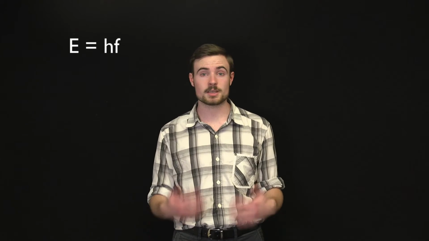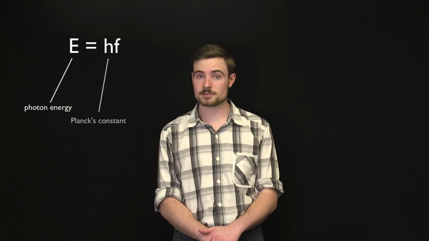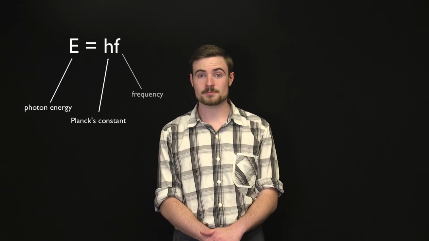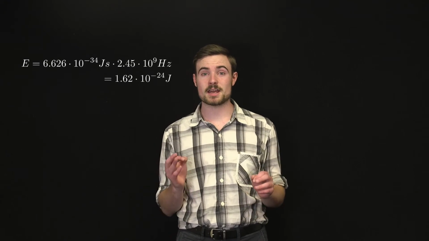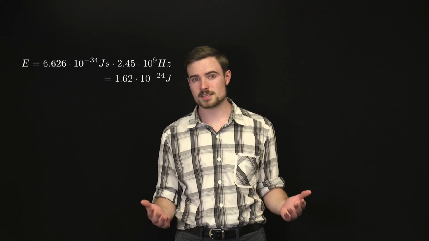The next question we might be interested in is how much energy a single photon of the microwave light contains. Now, to find this, we actually need to introduce a new equation, the equation for the energy of a photon. And this energy is given by E equals hf. E is the photon energy, h is Planck's constant, and f is the frequency. So in our particular case, we know f to be 2.45 gigahertz. Planck's constant is something you have on your formula sheet, and we can substitute those terms into the equation to get an energy per photon of 1.62 times 10 to the negative 24 joules.